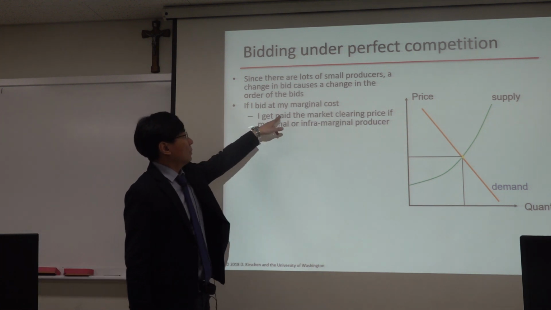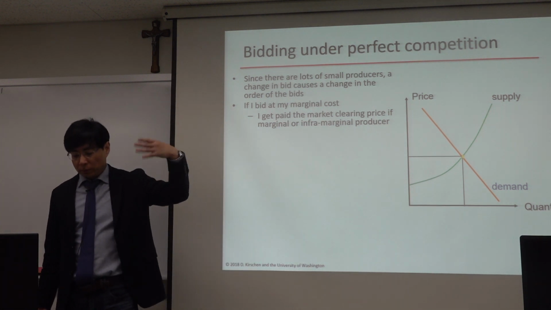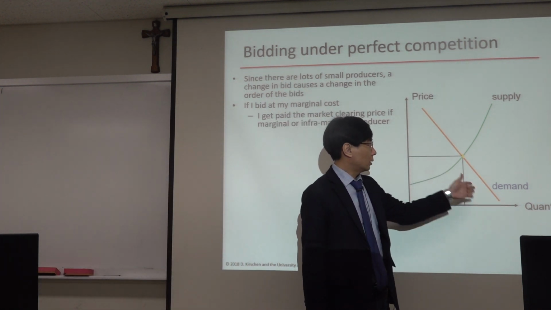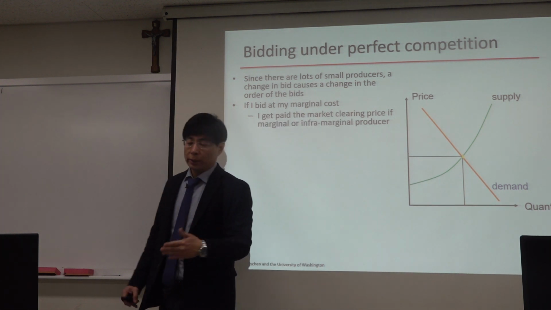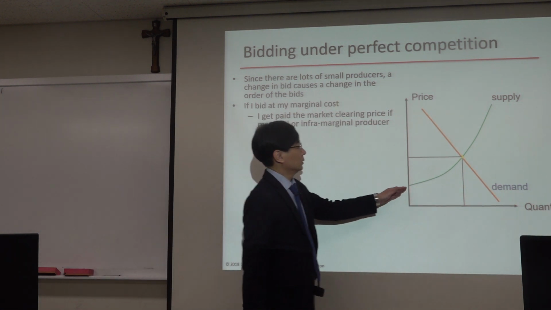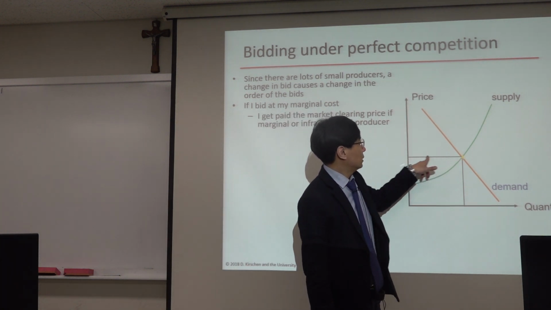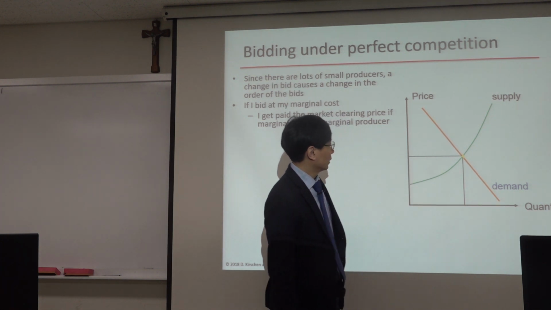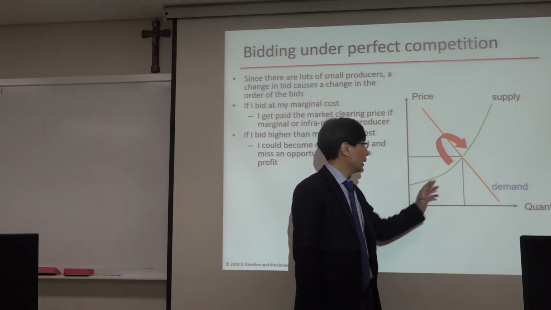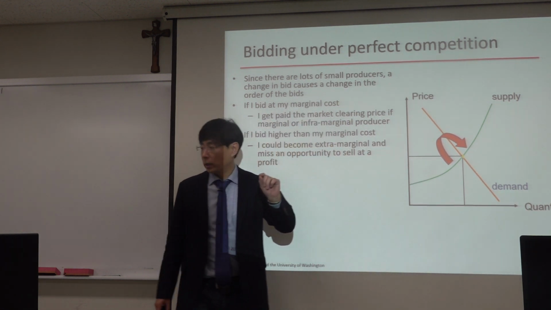If I bid at my marginal cost, I get paid. You remember this supply and demand curve. This supply curve is constructed from the bidding from generators, right? So it reflects the marginal cost of each generator. And when it is the market clearing price, you remember that all the producers who bid less than this market clearing price will get paid at the same price, right? That's the key point.